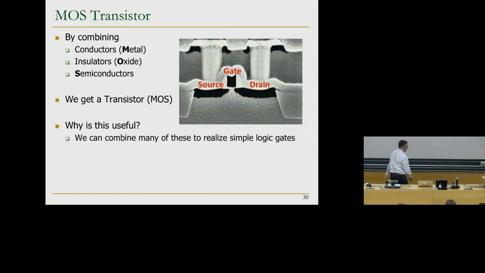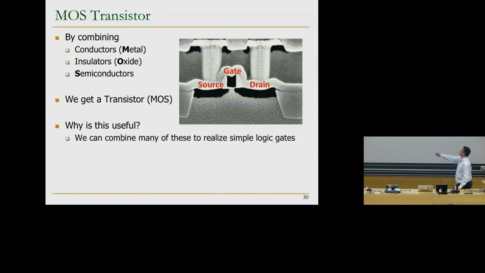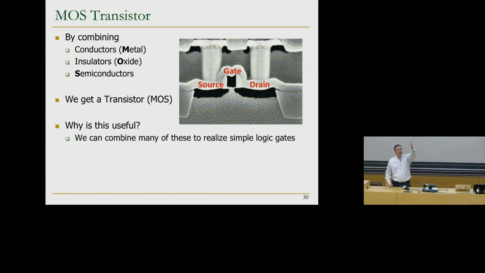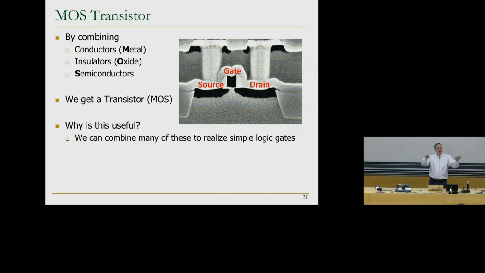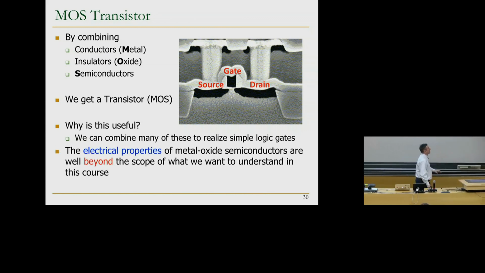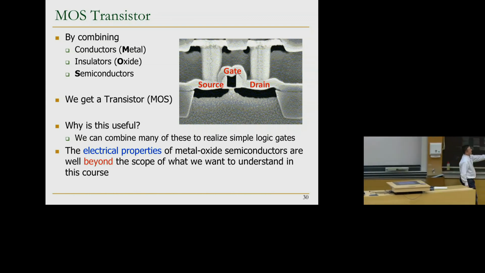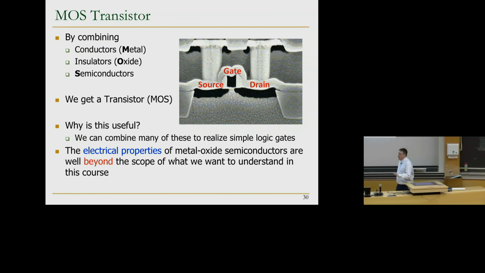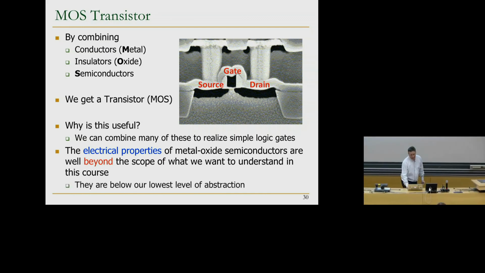So, the question that everybody is asking themselves, why is this useful at all? Well, we can combine many of these. How many? Yeah? 1 billion, yeah? You know, just take 1 billion of these things, put them side by side, and wonderful things will happen. And we are not going to talk about the electrical properties. You know, start with here, there are evil things after this. We're not looking at this. We just want to understand what is happening.